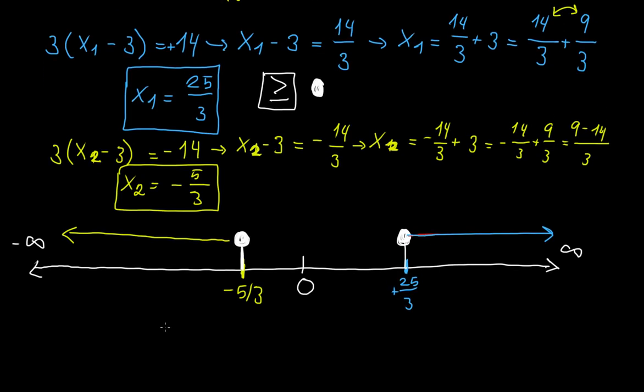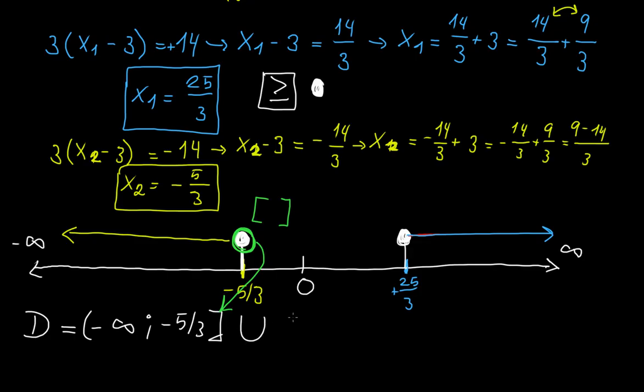Now, I'd like to also write the solution. We can just call the domain D. It's nothing particular. So the first one is from minus infinity to, careful, minus 5 over 3, but with a square bracket. When we have a full dot, we can represent it by a square bracket. Then we combine the two intervals with a union. And this is 25 thirds to infinity. We cannot reach infinity, so that's why.